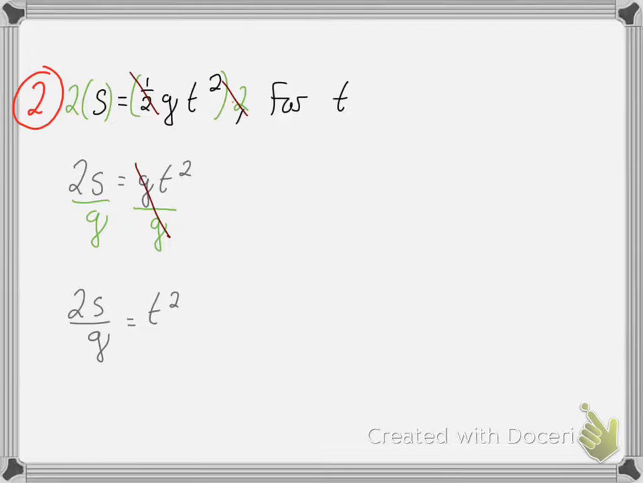And then finally, to get that t by itself, the opposite of taking something to a power is to take the root. Here, the opposite of taking something to the second power, or squaring something, is to take the square root of it. So I'm going to take the square root of everything, and I'm left with t equals the square root of 2s over g, and I'd be done.